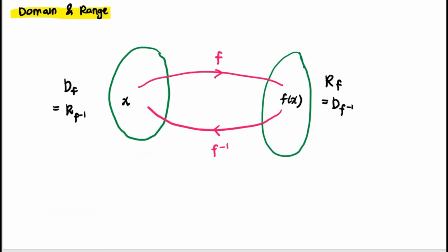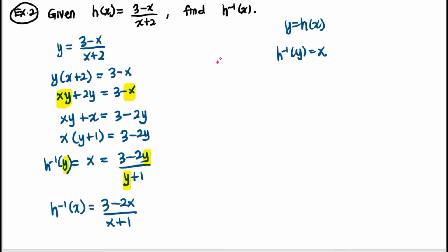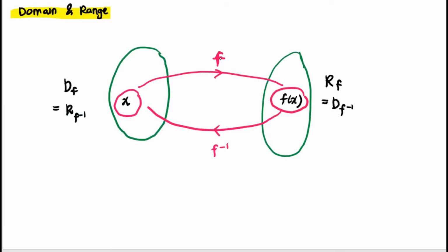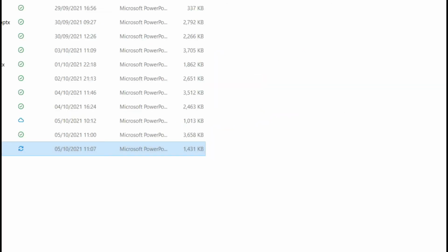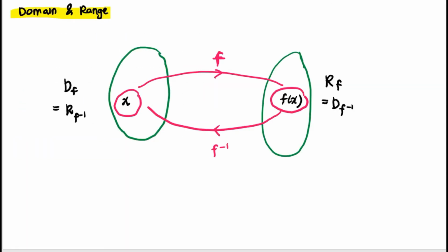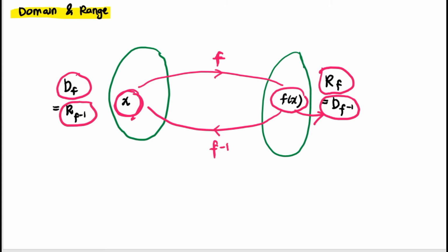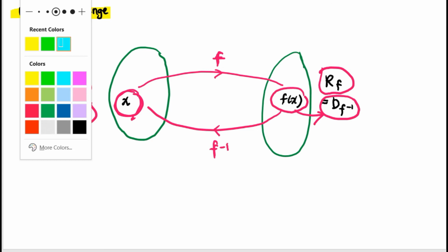Now we need to see the domain and range of the inverse function. We should know that if we have the object as x and the image is f(x), the function that maps to it is f, and the other way should be f inverse. If this is the domain of f, then this should be the range of f. Now if we consider f inverse here, this part will be the domain of f inverse, and this part will become the image of f inverse. Now let me highlight this. I hope you can see clearly.